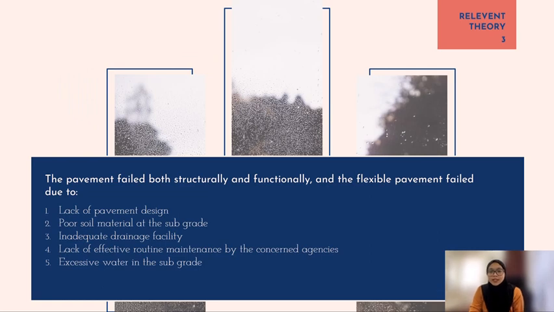Relevant theory. The pavement failed both structurally and functionally. The flexible pavement failed due to lack of pavement design, poor soil material at the subgrade, inadequate drainage facilities, lack of effective routine maintenance, and lastly, excessive water in the subgrade. There is a high degree of distress on the pavement. Some of the predominant defects are edge cracks, fatigue cracks, potholes, patches, rutting, and longitudinal cracks.